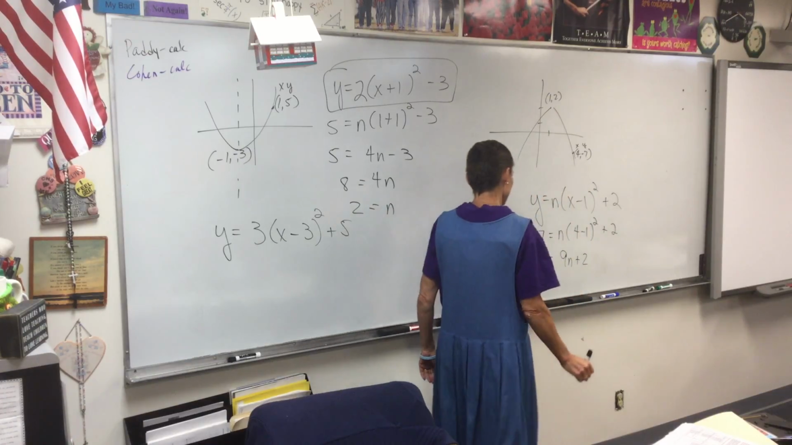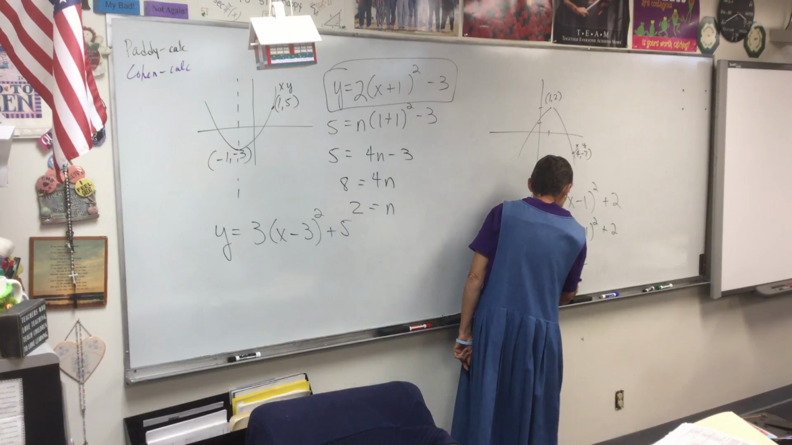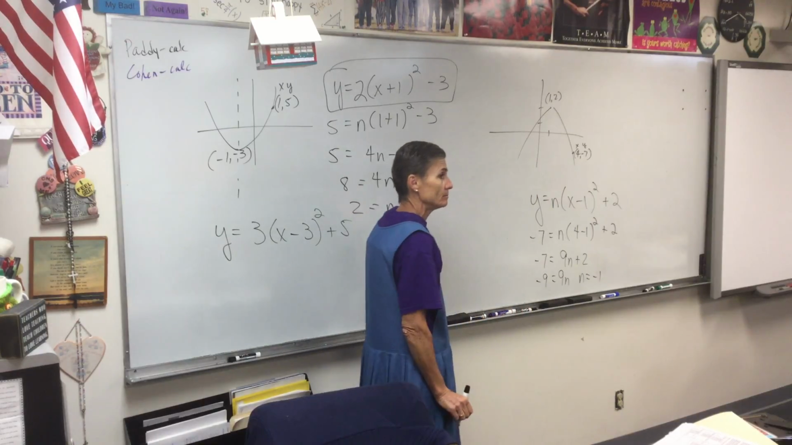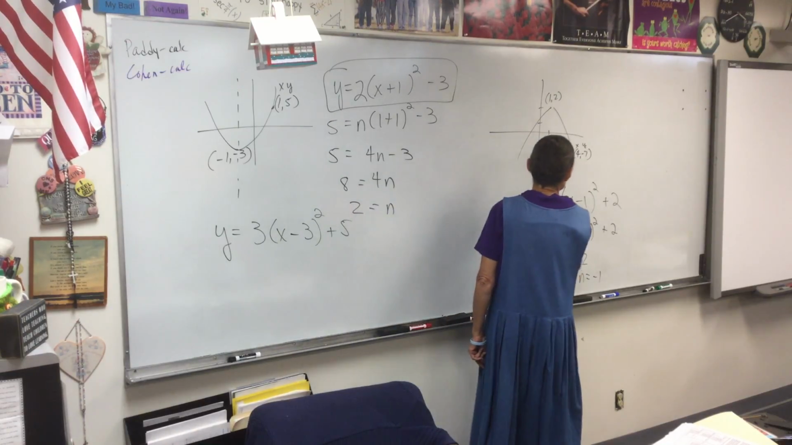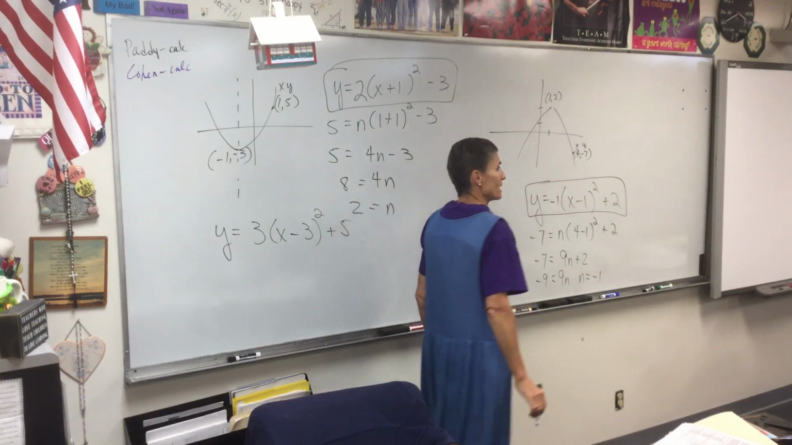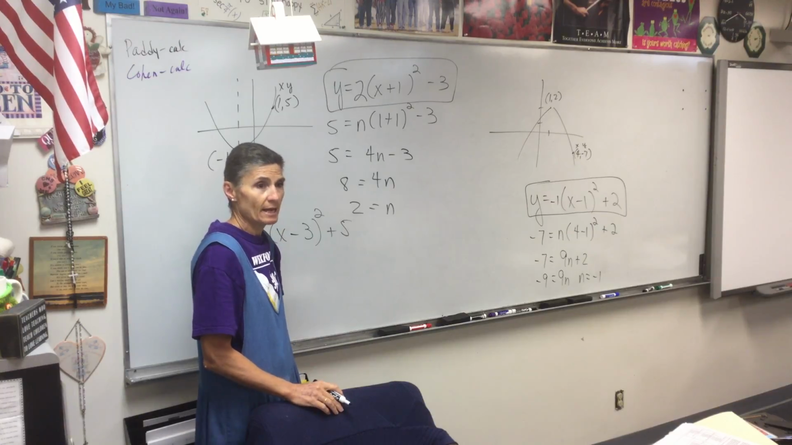Oh my gosh, I can't believe I'm going to go buy a lottery ticket. Look how cool this came out. -9 equals 9n, so n equals -1. So my equation is, hey, does it make sense that number's negative? Why? Because it opens down.